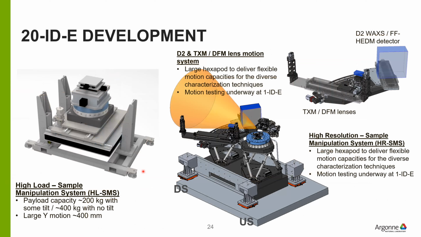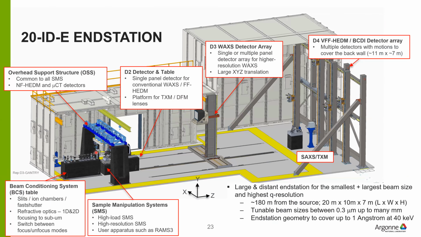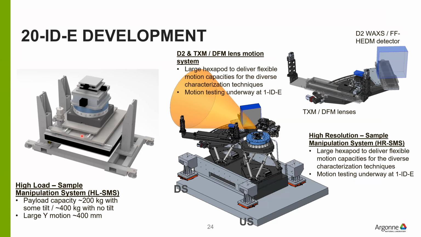A couple of things that are getting delivered, and that I'm very excited about: the various sample manipulation stages are coming into production. For instance, the high load sample manipulation system will be a very flexible platform to house various types of load frames, heaters, or any equipment that users can think of. That will really take advantage of the high temporal and spatial resolution that we can provide with this Hutch. So we have a system that's getting built at the moment.